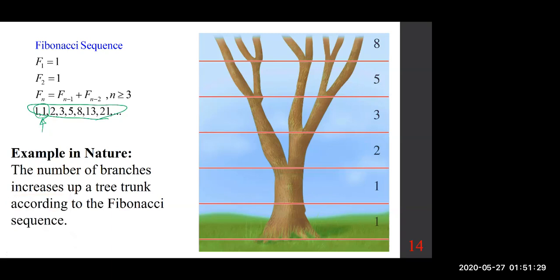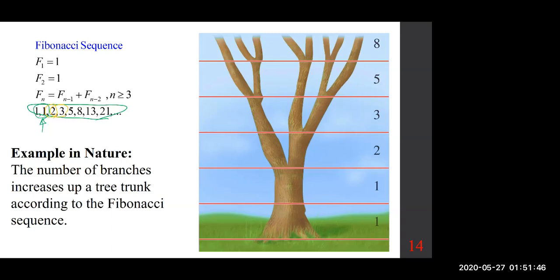Now you add 1 and 2. Gives you the next one. Now you add 2 and 3, 3 and 5. So you add just 2 terms prior, okay? And in fact, it happens a lot in nature.